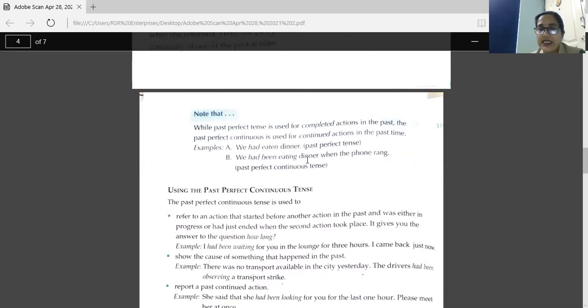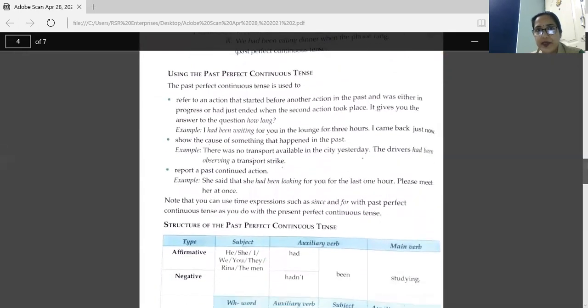We had been eating dinner when the phone rang. This shows past tense. So at this time when phone rang, what was going on, which started before, that means had been eating. They started at some past time, and at this past time when the phone rang, that time this work was going on. So this is past perfect continuous. I hope you have understood the difference between two, past perfect and past perfect continuous. Now let's see where we can use past perfect continuous tense.